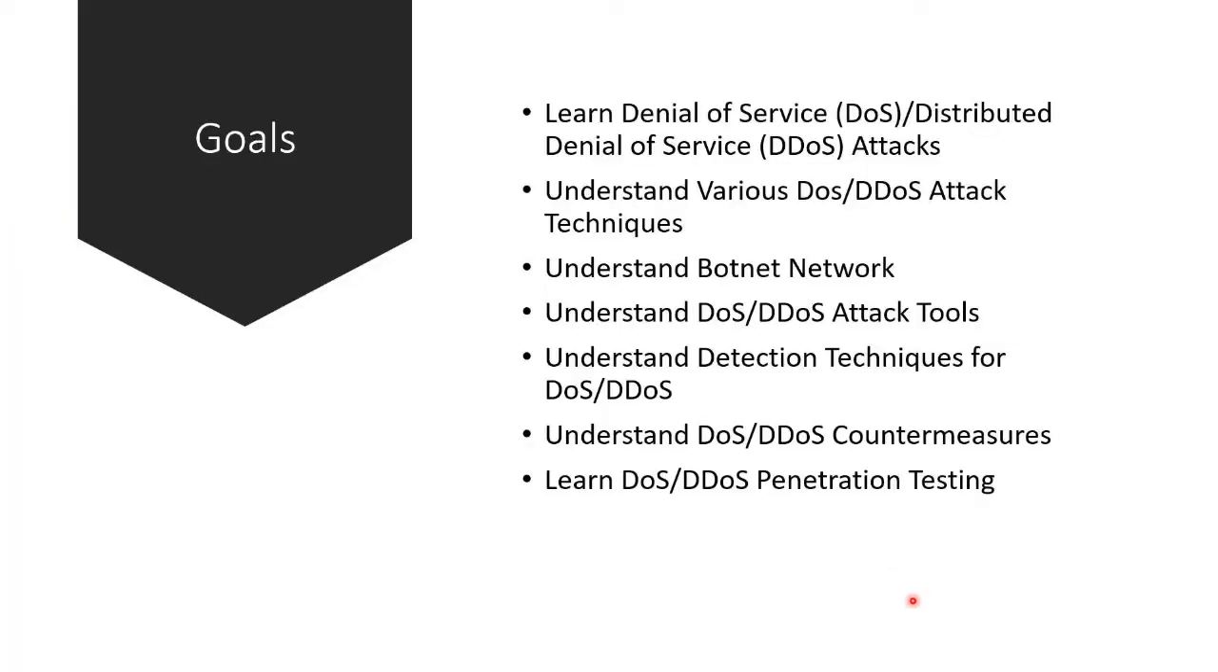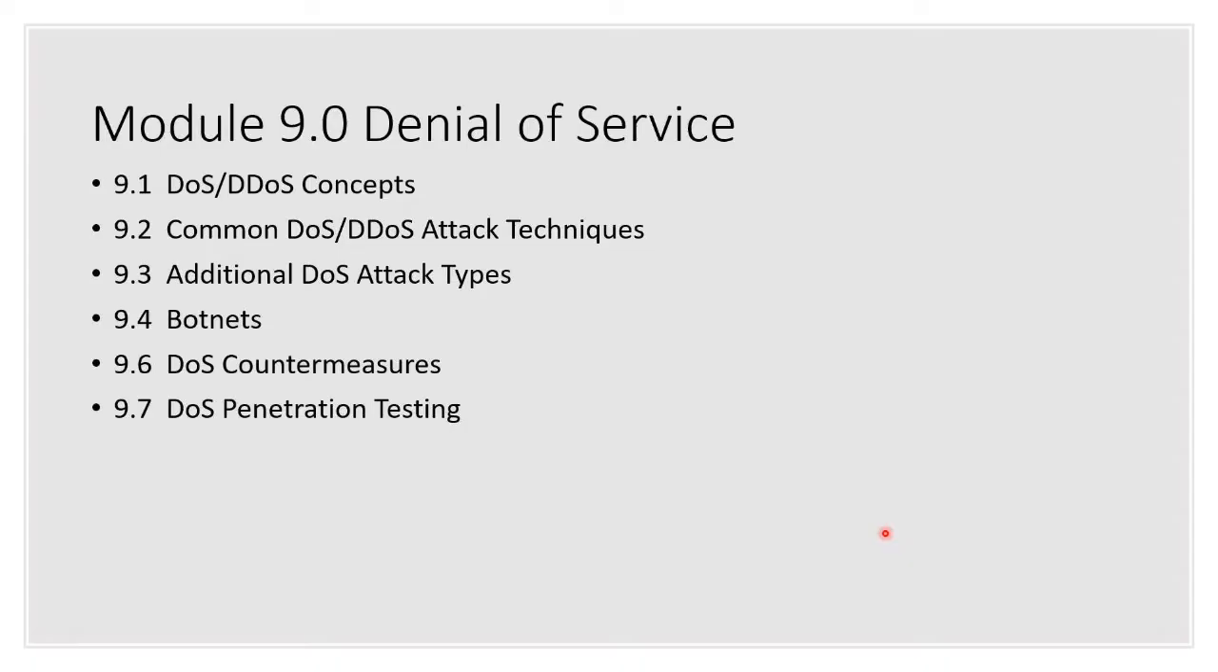So we have some goals. You can tell us what denial of service and distributed denial of service, or DOS and DDoS attacks, are all about. You can understand some of the various attack techniques. You can tell us what a botnet network is, you already know. You can tell us some of the tools. You can understand some of the techniques to detect these things and the countermeasures, and how to use this in your pen testing. So we're going to talk about DOS, DDoS concepts and common attack types and a few additional attack types and botnets and countermeasures and using it in pen testing.